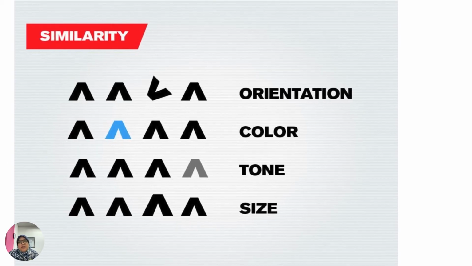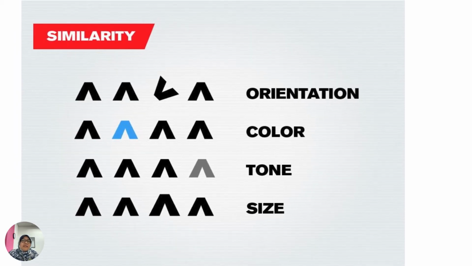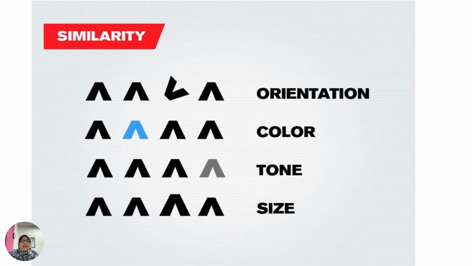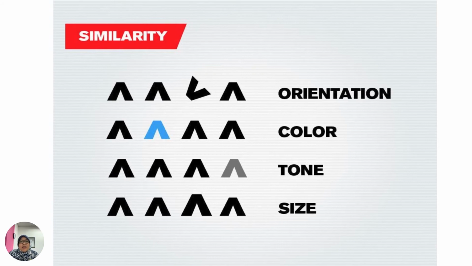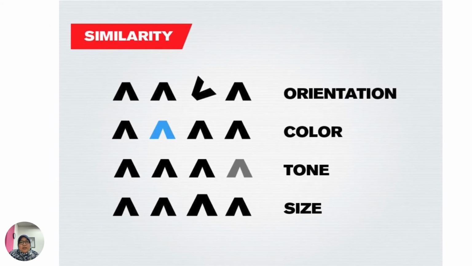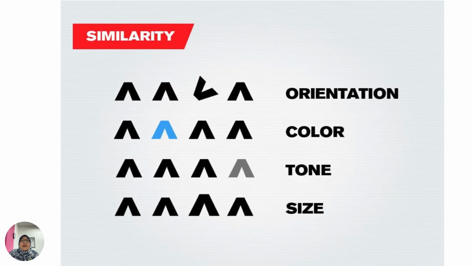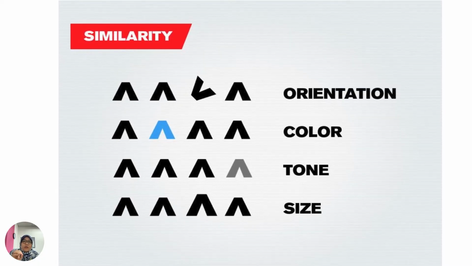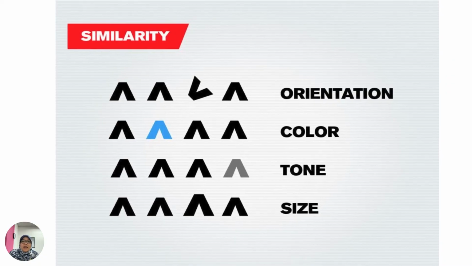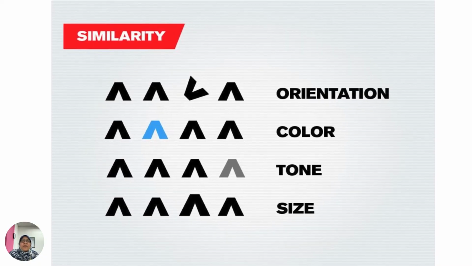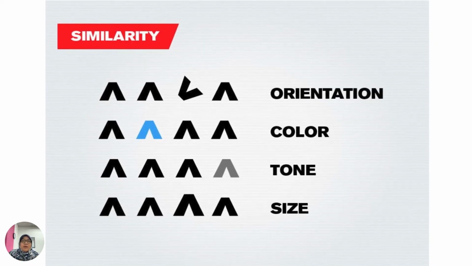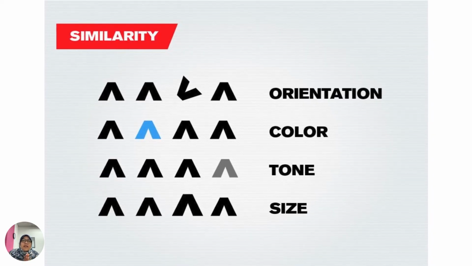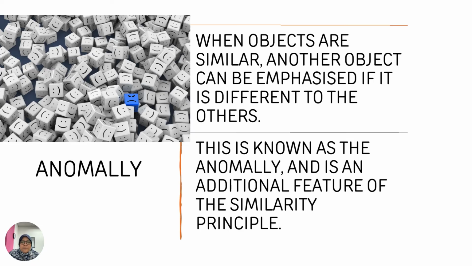And sometimes you can see the differences in the orientation, or you can change the color or the tone, and you can even play with different sizes, but still your brain will notice that it's an inverted V. You will still think that it's in the same grouping because of the nature of our brain.